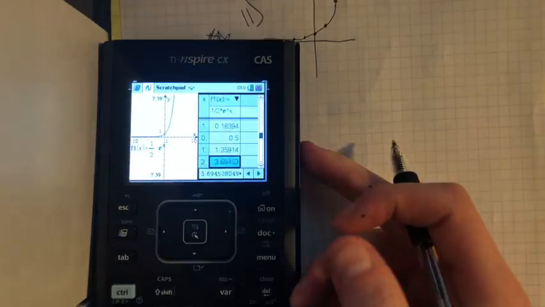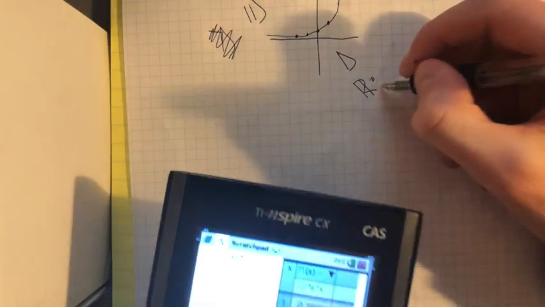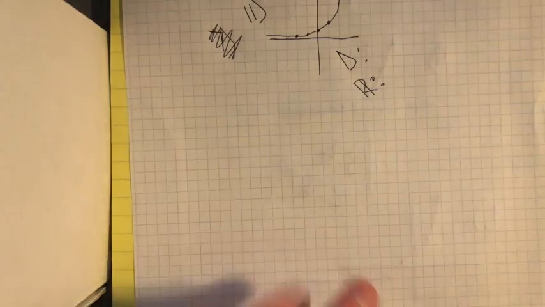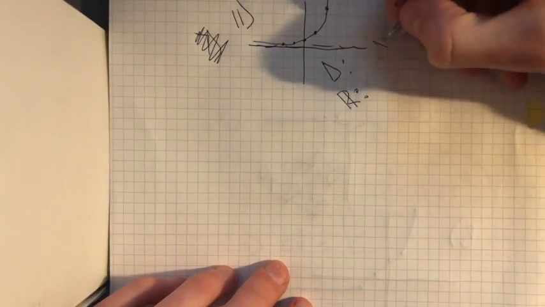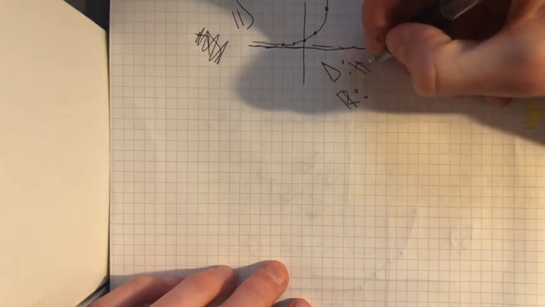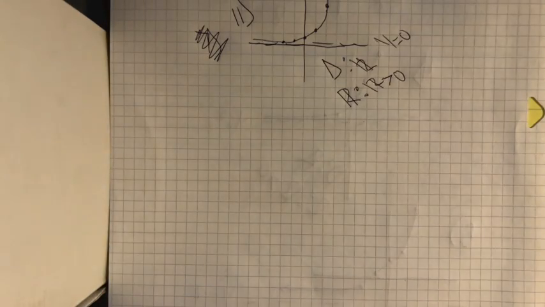Alright, now we have to say our domain and range. And our asymptote real quick. And our asymptote's going to be 0, so y equals 0. Domain and range is all real numbers, and all real numbers greater than 0. Once again. Alright, let me check the thing for our next question.